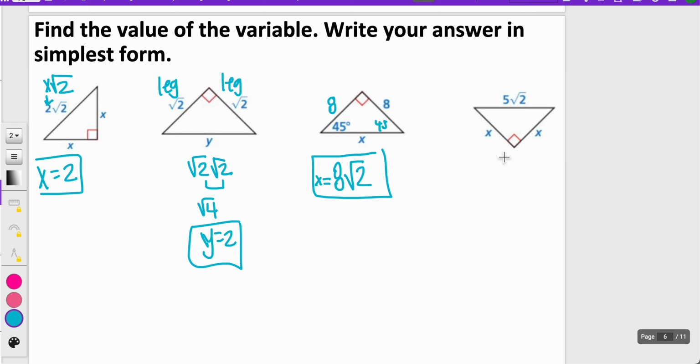And then for our final one, we look at our legs. Both of them are labeled x, and again our hypotenuse is labeled as our legs times the square root of 2, and all we see is x has just been replaced by the number 5. So x is equal to 5 for this final one.